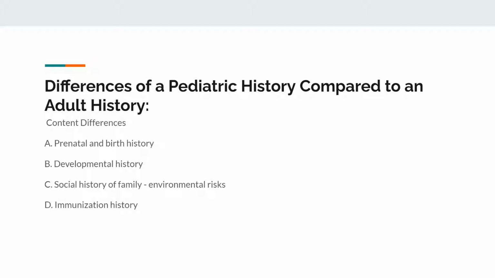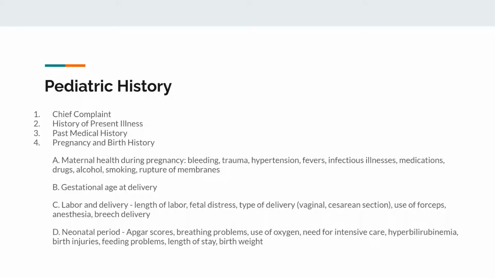Prenatal and birth history, developmental history, social history of the family, and immunization history. I'll talk about all of these in detail later on, but you need to realize you need to memorize these. You need to have the history of at least these things out of pediatrics that are different from an adult history. A pediatric history is similar, but it's not exactly the same thing.